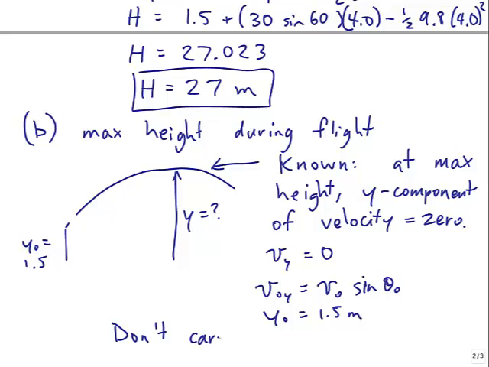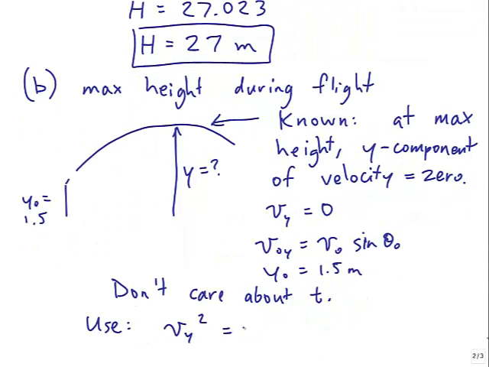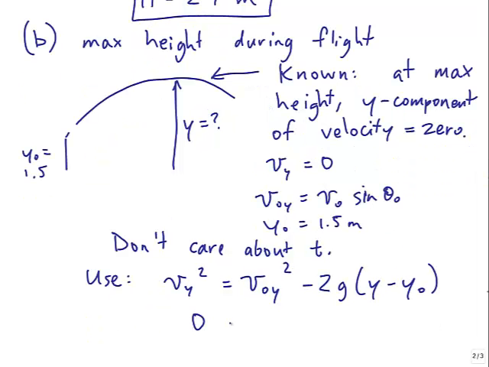What we don't care about, I think, is t in this case, so we'll use the vy squared equals v0y squared minus 2g times the change in position.